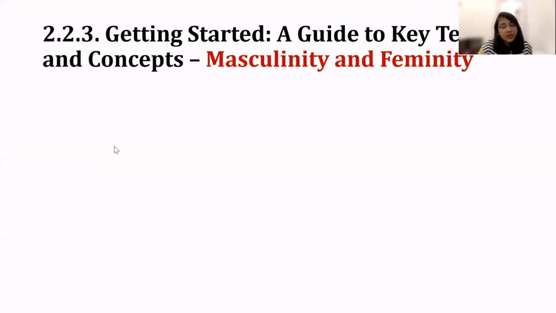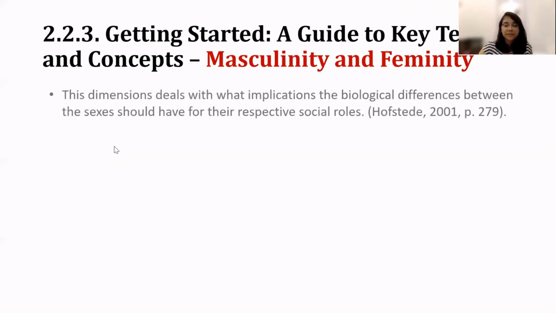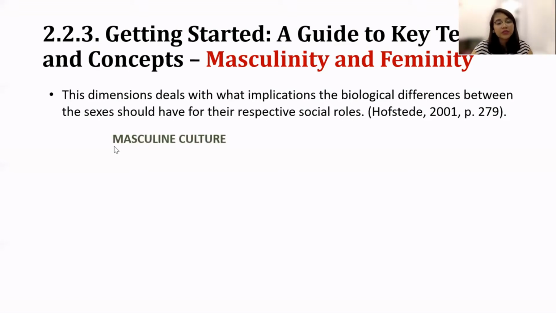Okay, moving on is about masculinity and femininity. This dimension deals with what implications the biological differences between the sexes should have for their respective social roles. So different genders result in different expectations, different behavior in communications, especially in intercultural communication. Let's see how they are different. Let's start from masculine culture.